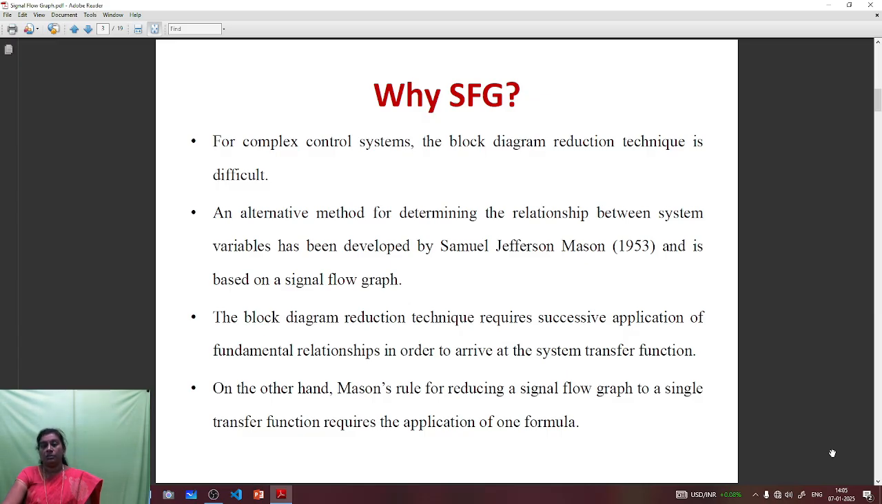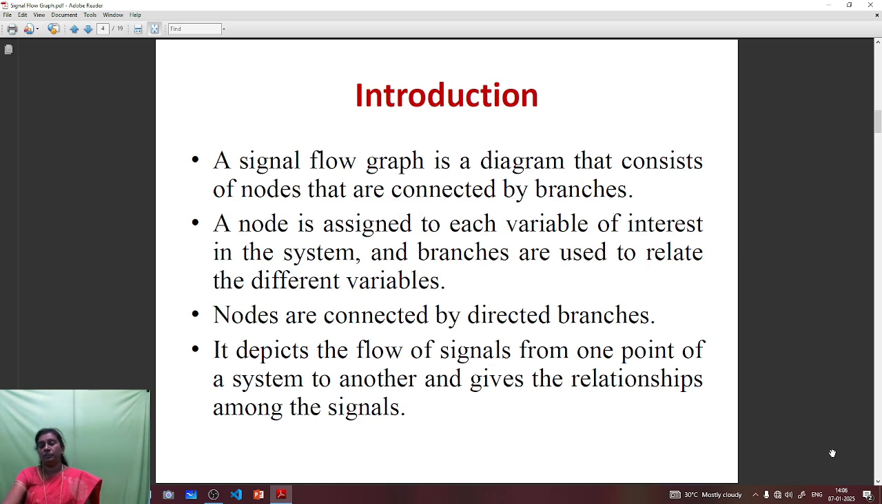This was developed by Samuel Jefferson Mason. Since the block diagram reduction technique requires successive application of fundamental relationships in order to get the transfer function, he found a single formula to find the transfer function very easily for a complex control system. So, we are going for the signal flow graph to find the transfer function of a system.